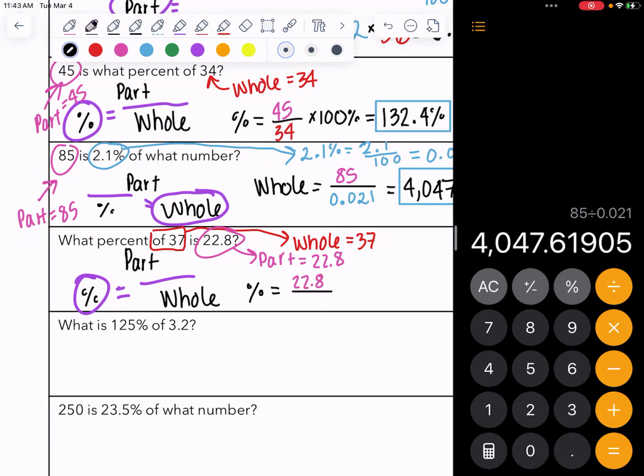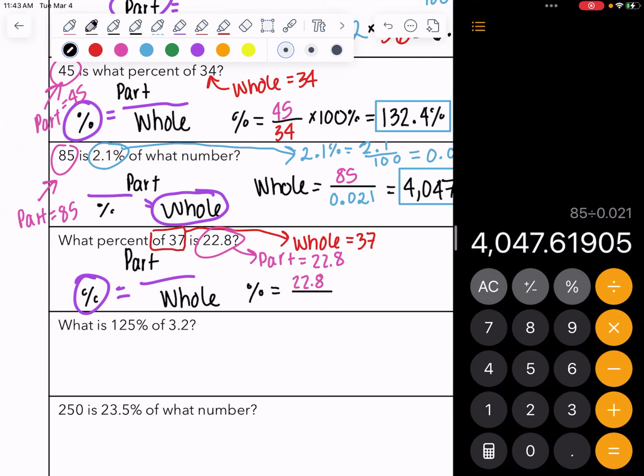So on my calculator, 22.8 divided by 37, I get an answer. I'm going to multiply by 100. Then I'm going to round. So I have 61.6%. So 22.8 is 61.6% of 37. It's like a little less than 2/3 of 37.